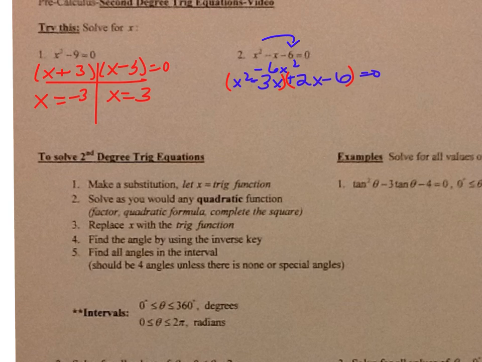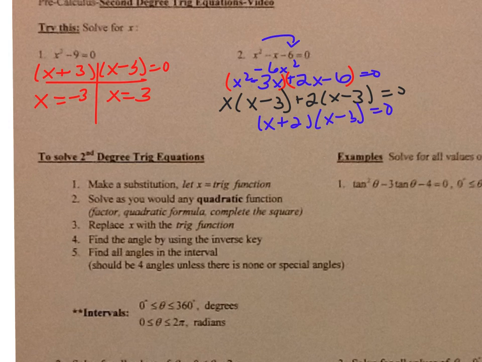So the GCF of the first group is x, and then we get x minus 3. And the GCF of the second group is positive 2 times x minus 3. So my factors are x plus 2 times x minus 3. And then set them equal to 0, we get x is equal to negative 2 and x is equal to positive 3.